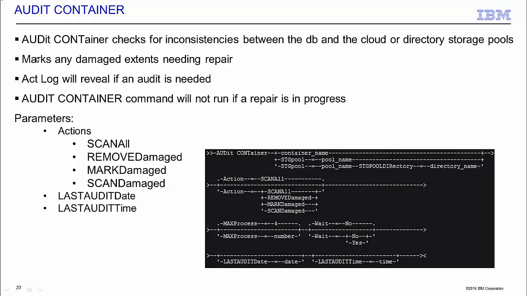The audit container checks for inconsistencies between the Spectrum Protect database and either the cloud or directory containers. And it'll go through and it'll mark any of those damaged extents needing repair. The audit container command will not run if an actual repair is in progress. And you do have a couple different options when you run this audit command: the scan all, the remove damaged, the mark damaged, or the scan damaged.